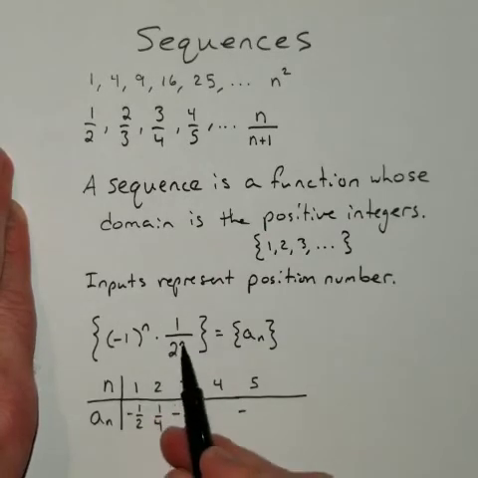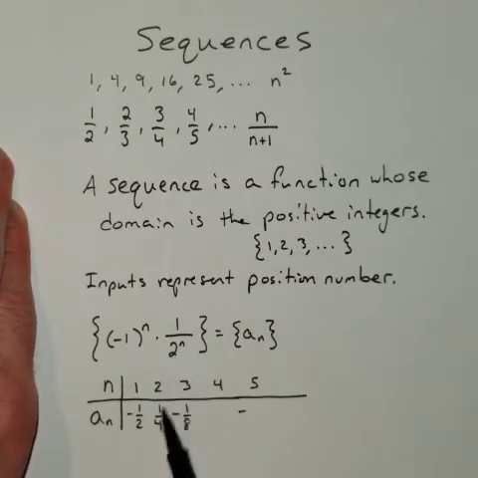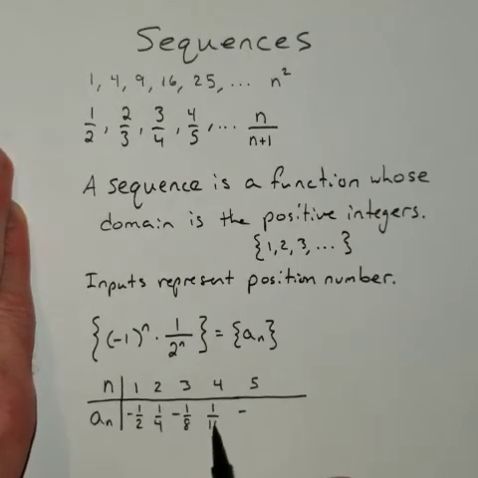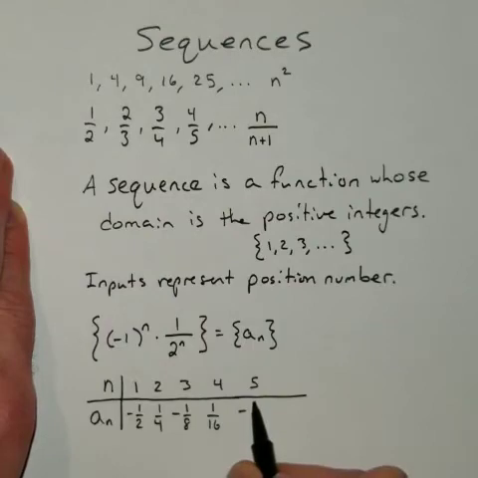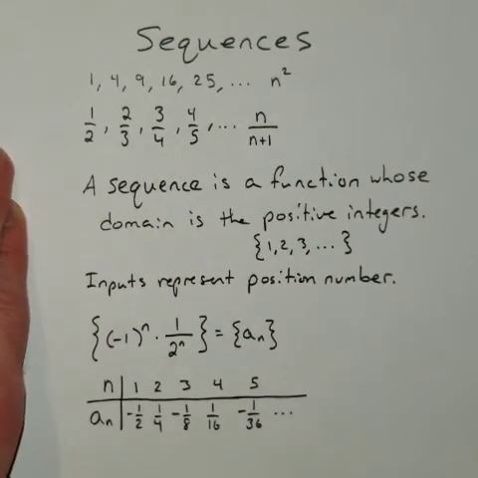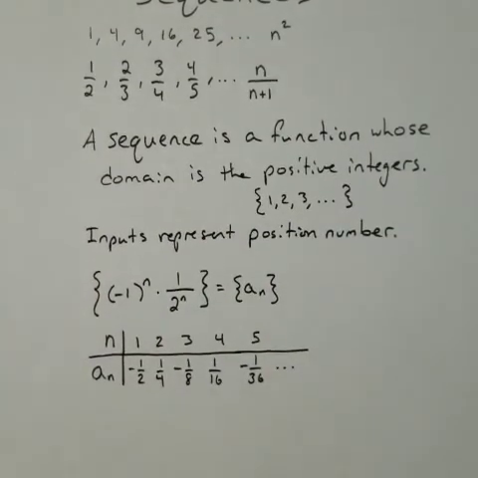And then the 1 over 2 to the n, these are just powers of 2 on the bottom. So 2, 4, 8, the next one will be 16, and then the next one will be 32, and so forth. Okay, so that's not too bad, hopefully.